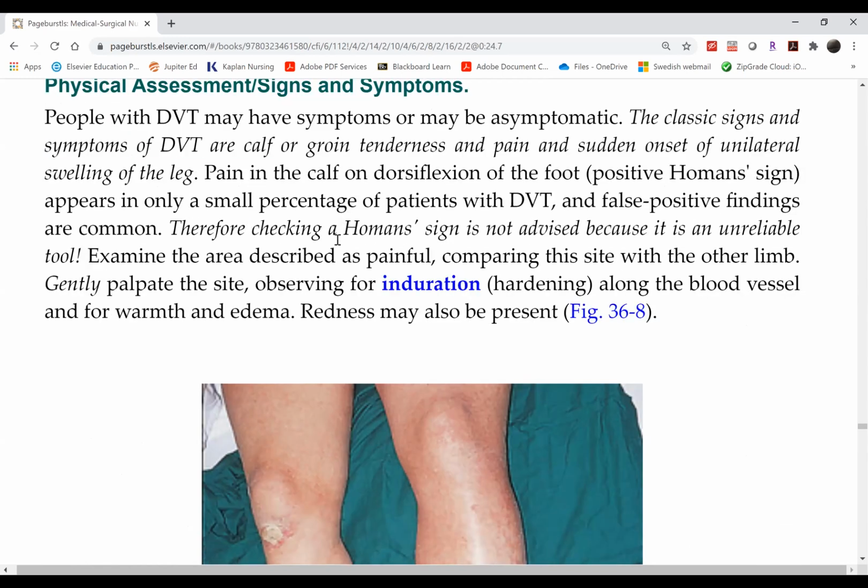There's a warning here about Homan sign. This was decades ago. We used to use Homan sign as an indicator for possible presence of a DVT. Not anymore, because even now, if I dorsiflex my feet, I have pain in my calf already. So that means everybody would have a DVT then. So they're no longer relying on this.